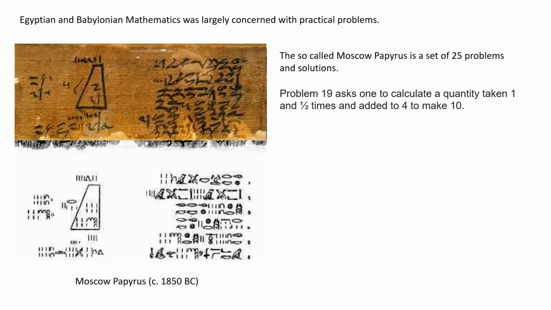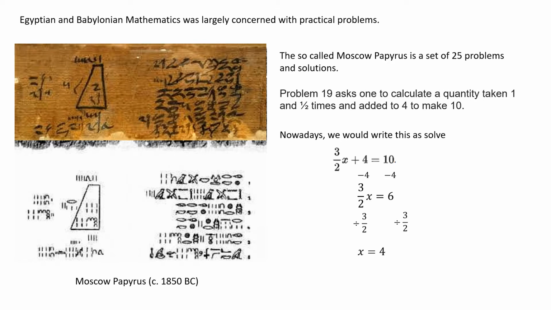So writing this question in algebra, we'd write it like this. Say, a quantity x taken 1.5 times and added 4 gives 10. So what do we do? We just rearrange. First of all, we take 4 from both sides to give 1.5x equals 6. And then we would divide both sides by 3/2 to give x equals 4.